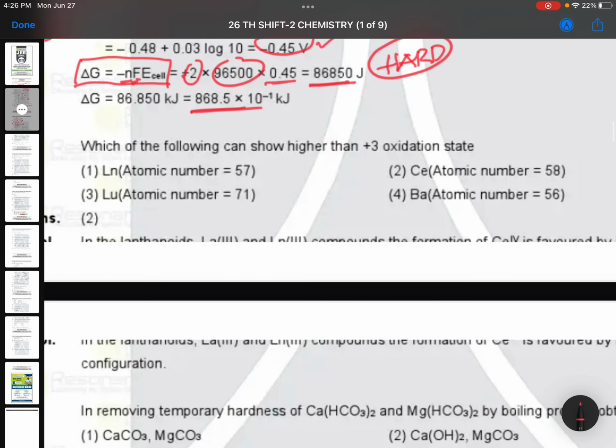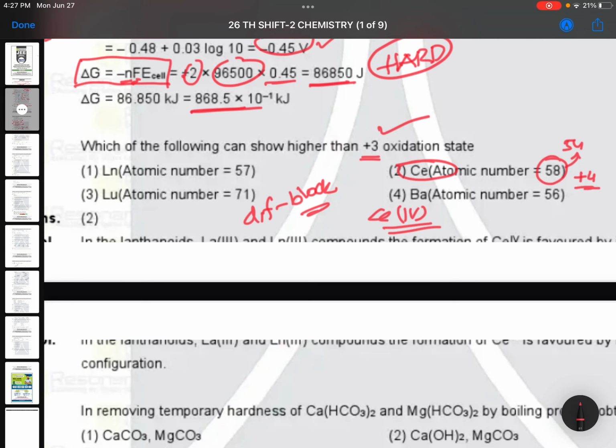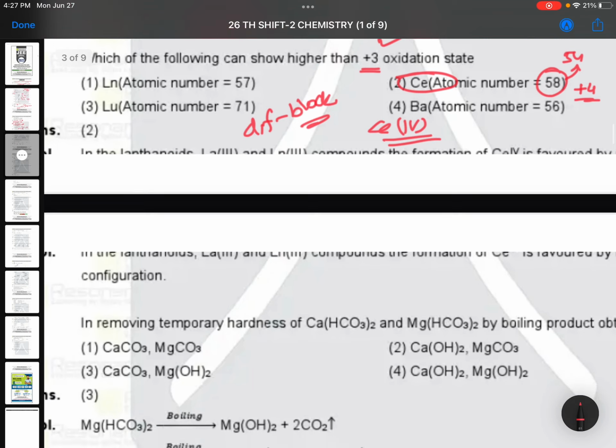Which of the following can show higher than plus 3 oxidation state? Plus 3 oxidation state is for cerium, but cerium 4 is also possible. As cerium is an element of the F block, it can show plus 4 oxidation state. So this is from D and F block elements. If the atomic numbers are given here, you can see the atomic number and go for the stability. For example, xenon is 54, to get xenon stability it should lose 4 electrons. Done. Apply a little logic, you can do it easily. This is an easy question only. I take this as easy.